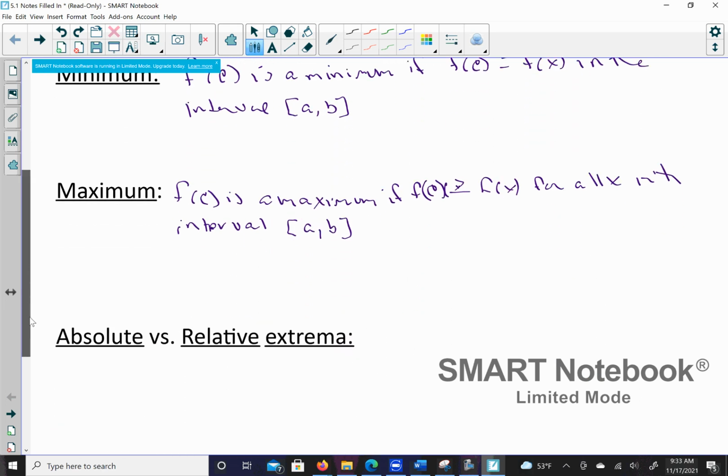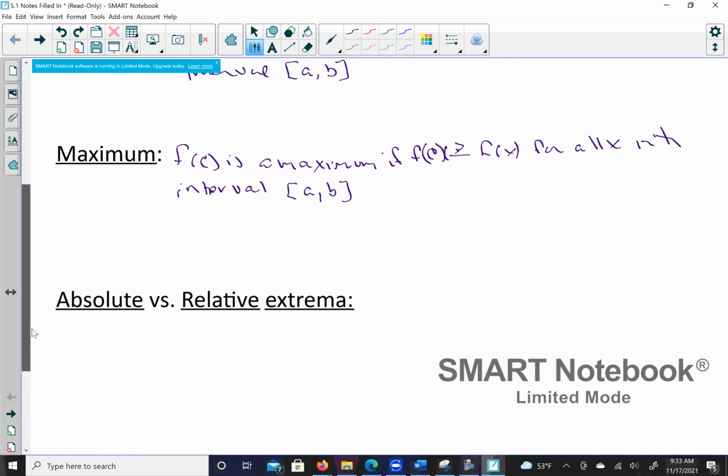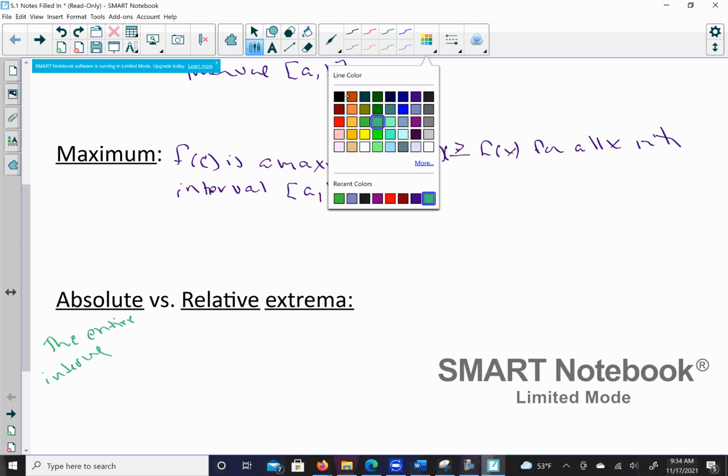All right, the next one. I do have two types of extrema, and one's going to be the absolute. The absolute is for the entire interval. So when I'm looking at the graph, it is truly the highest point or the lowest point on the entire interval. When I talk about a relative extrema, I think of a graph.